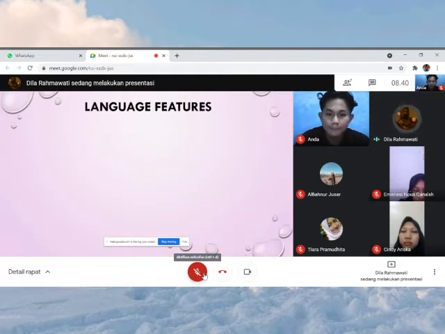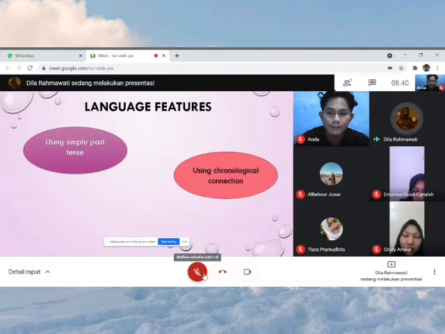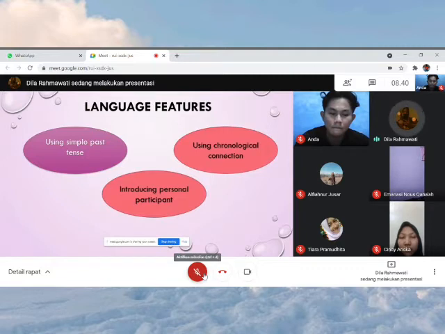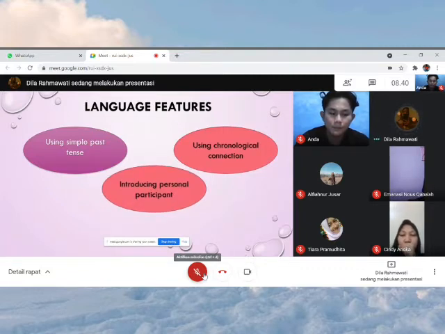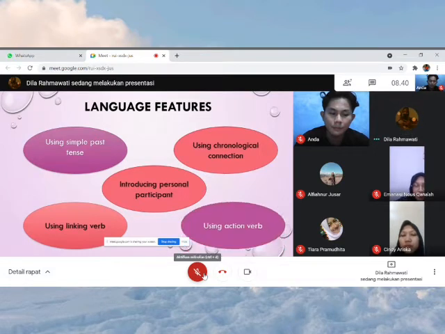Next, I would like to explain about language features of recount text. The first is using simple past tense. Second, using chronological connections such as then, first, and second. Third is introducing personal participants such as I and my group. Fourth is using linking verbs such as was, were, and heard. And the last is using action verbs such as look, go, and change.